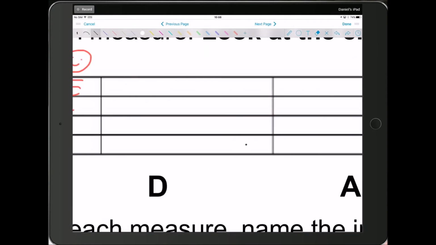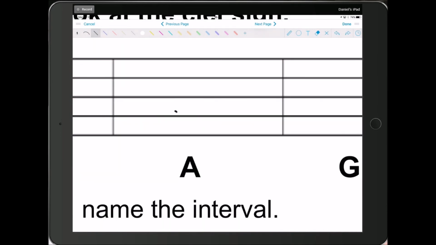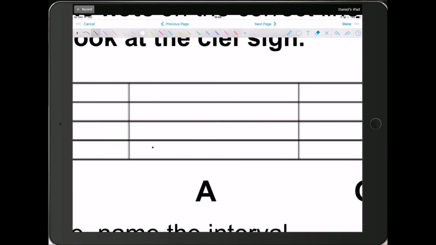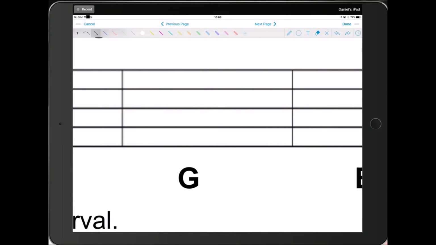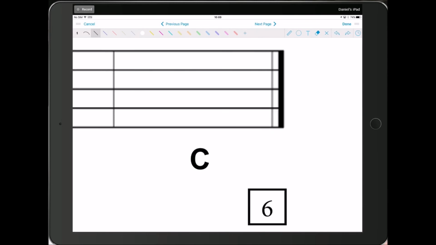Alright, D. Every good boy does. Right there. Draw the circle there. A. F. A. Right there. Spell face and then you get A. G. Every good. Right there. B. Every good boy. Right there. C. Spell face. F-A-C. Bam. That's all there is to it.